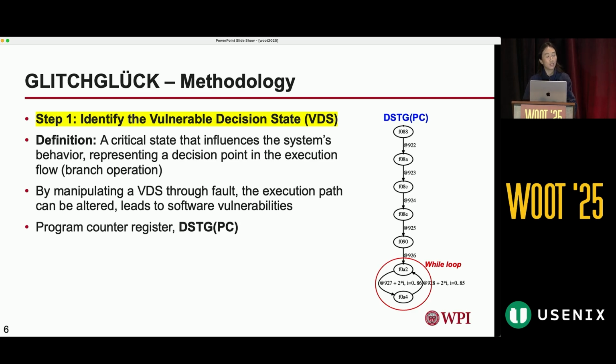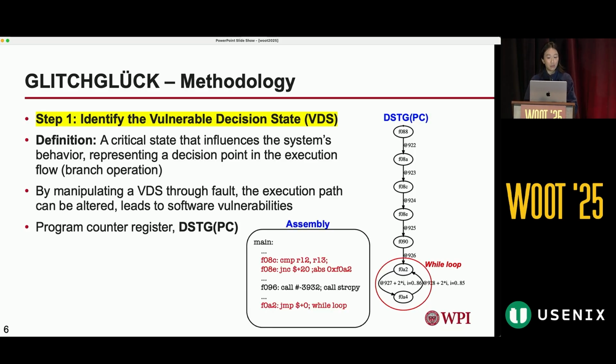And of course, I know that the string input size is larger than the buffer size. This could be further validated by the assembly code, where we can locate the while loop being executed. And remember, we wanted to identify the VDS: a branch operation or execution decision point that would either go to the string copy function or enter the while loop.